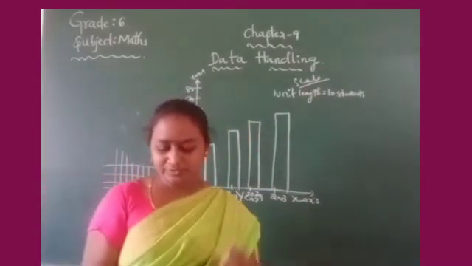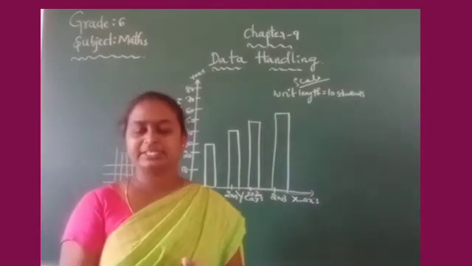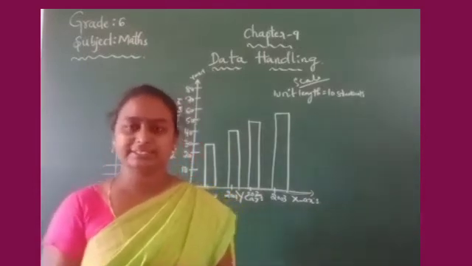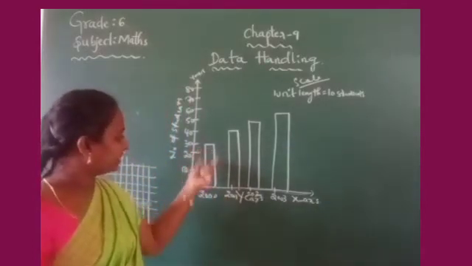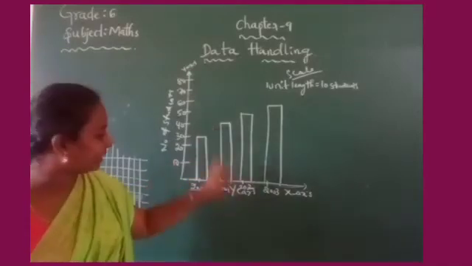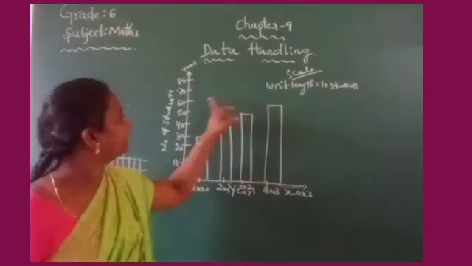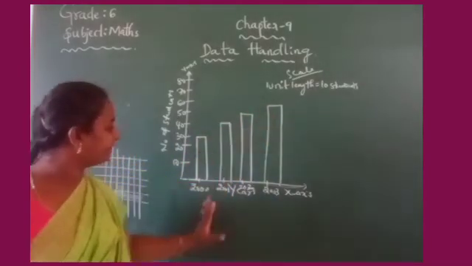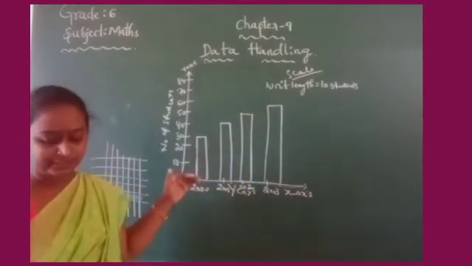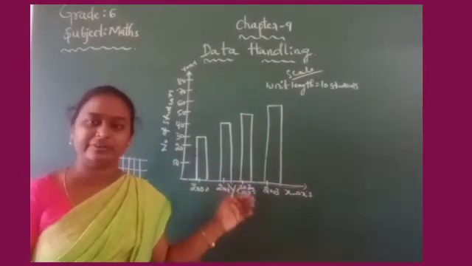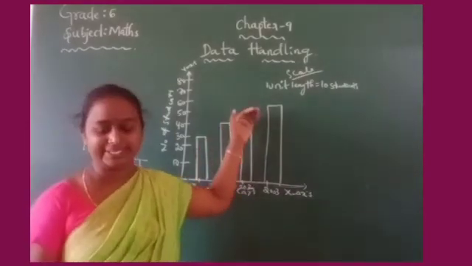And how many new students are added every year? In 2000 there are 30 students, in 2001 40 students, in 2002 50 students, and in 2003 60 students. That means every year 10 students are increasing. So every year 10 students are added.